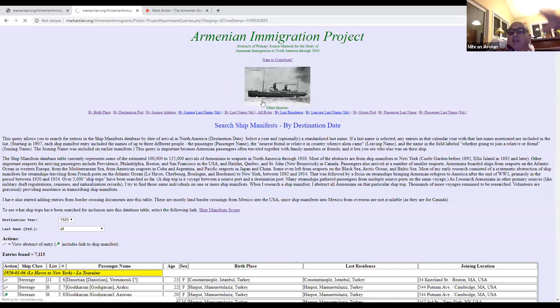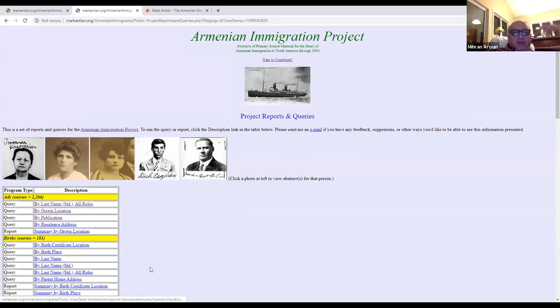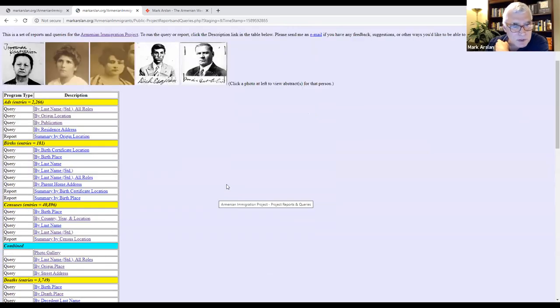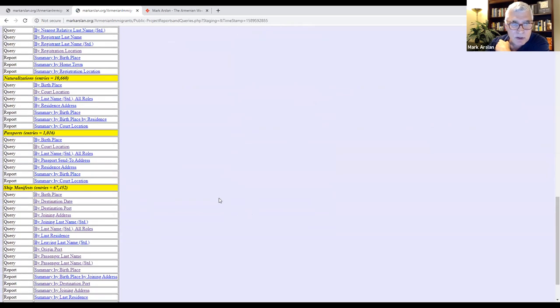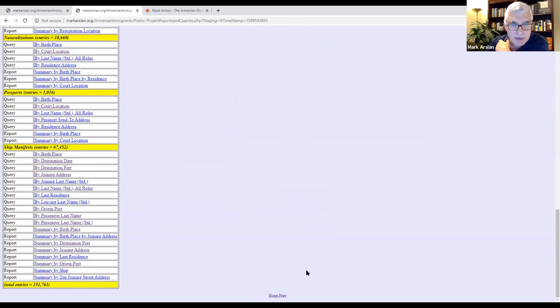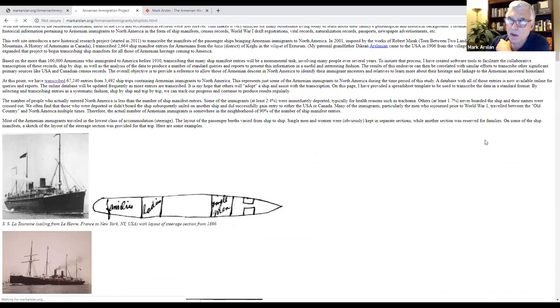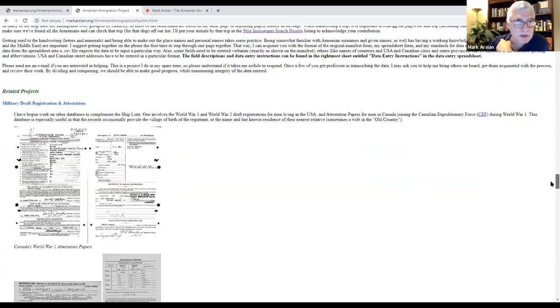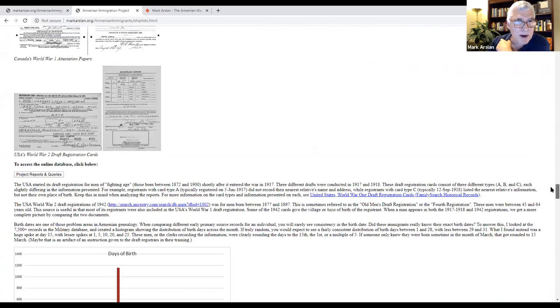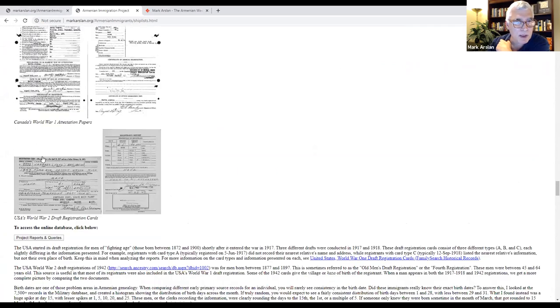Mark, is there an export function here that lets you export some of these things that you found? I don't have an export function. That would probably be a good thing to add. If you want to get in here and do some really in-depth stuff with any one of these things, maybe using your own software, you can go back to the home page. You can scroll down to where I have a description of, let's say, military draft registrations, for example, okay?